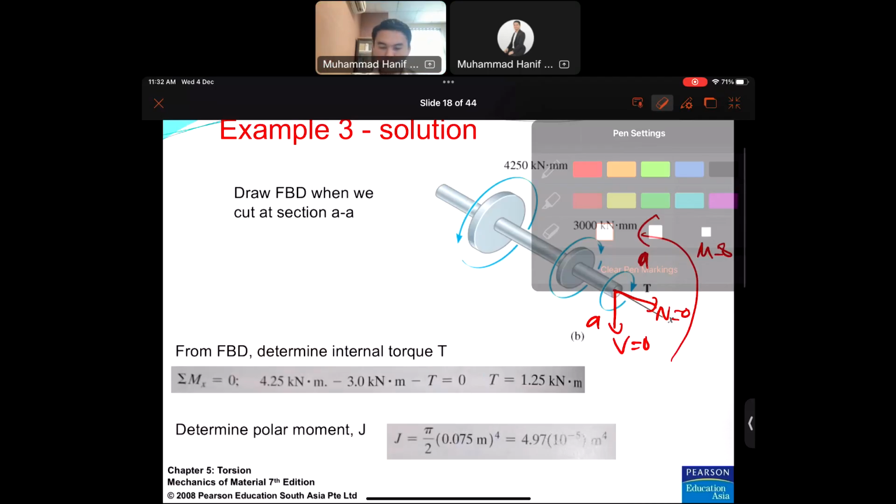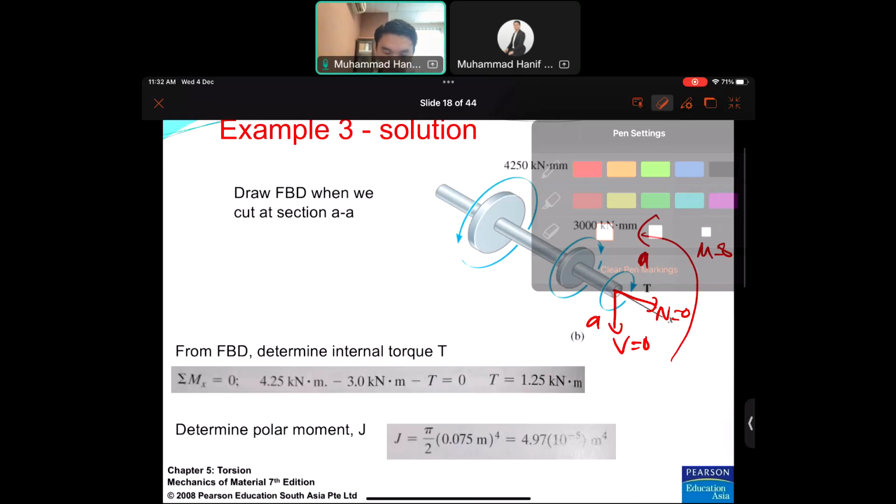All right, so once you have the FBD for the left part, you have to calculate the T. You assume T is rotating this way, which I call clockwise. So using the equation of equilibrium, you have to find the unknown T using this formula. So moment, because the x-axis is only 1 equal to 0, let's say anti-clockwise for this one is positive.